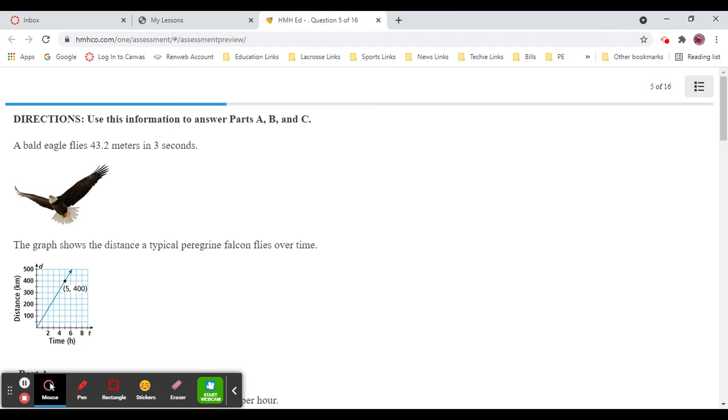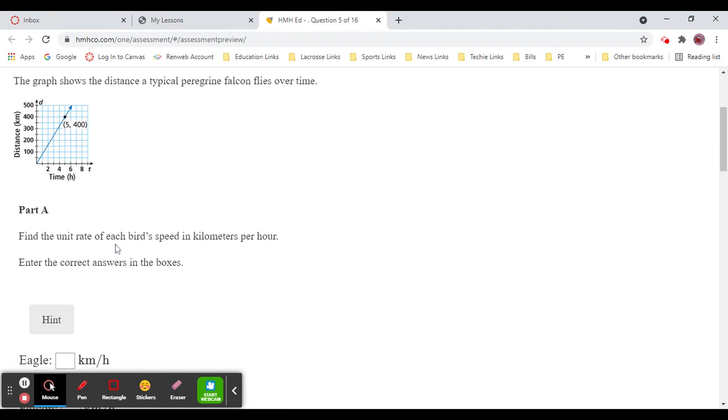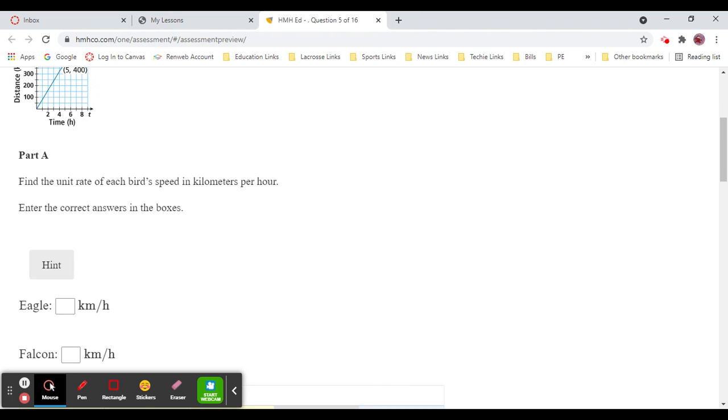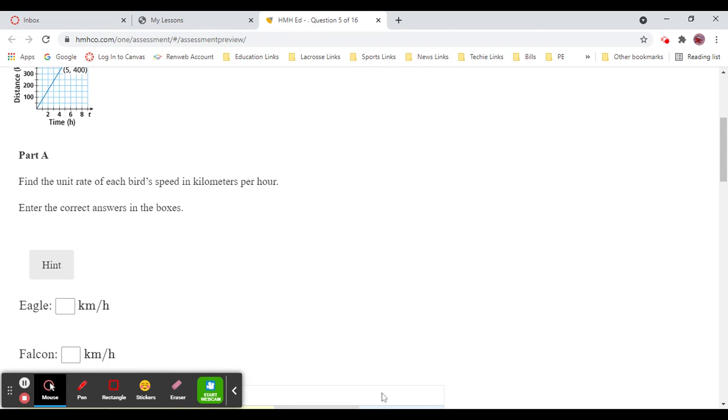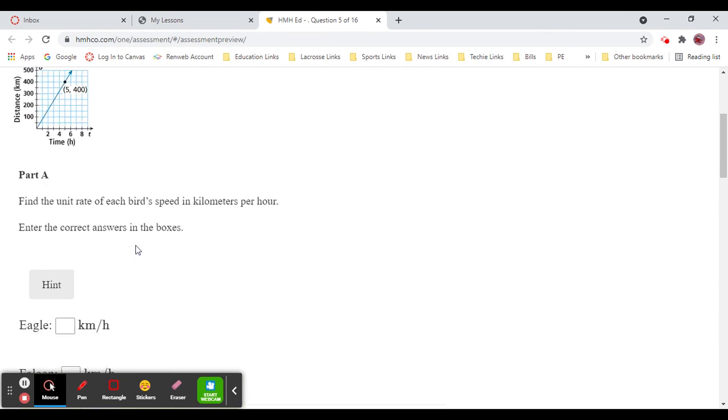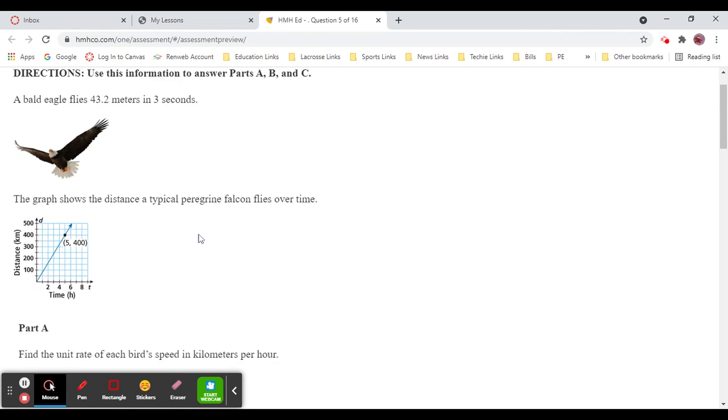43.2 meters in 3 seconds. The graph shows the distance a typical peregrine falcon flies over time. Find the unit rate of each bird. At these rates, find the difference between the distances flown by these two birds after 3 hours. So I want to find the unit rate of each bird using this graph, and then find the difference between the two.